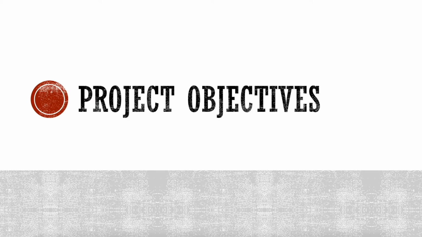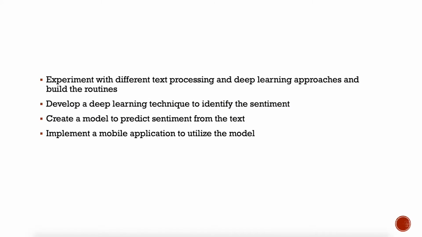In this session, I will be explaining the aim of the project. The aim of the project is to experiment with different text processing and deep learning approaches, and then build the routine to develop a deep learning technique to identify the sentiment. Once we have developed a deep learning technique, we will create a model to predict the sentiment from the text. Once the model has been developed, we will implement a mobile application to utilize the model.